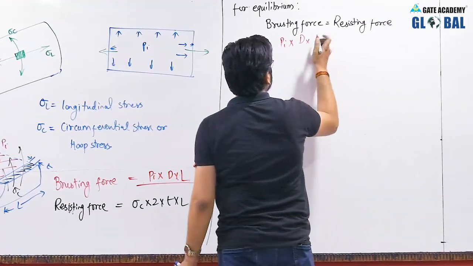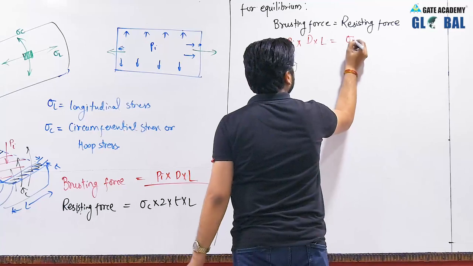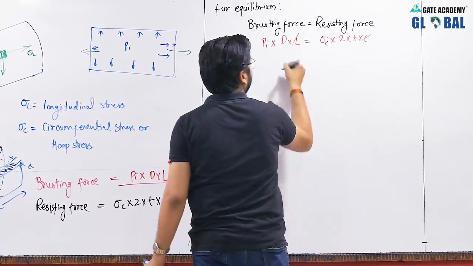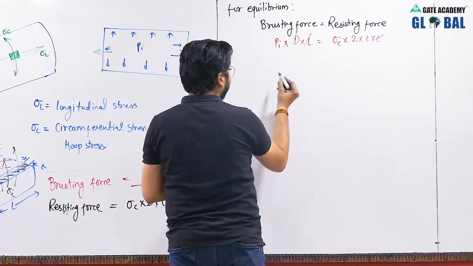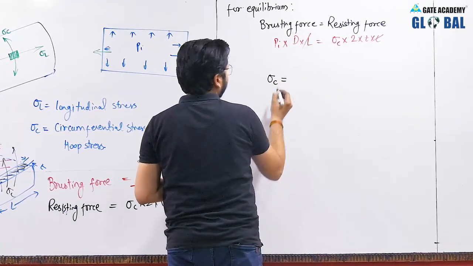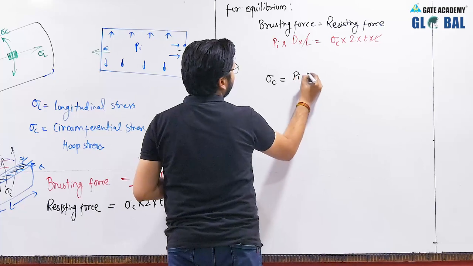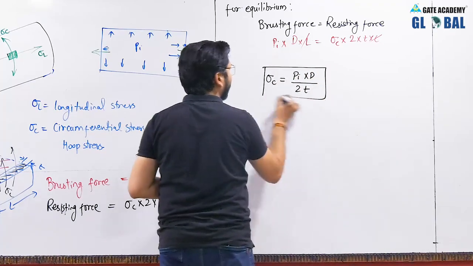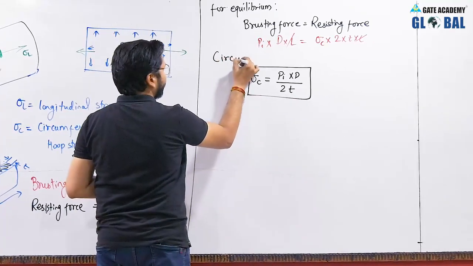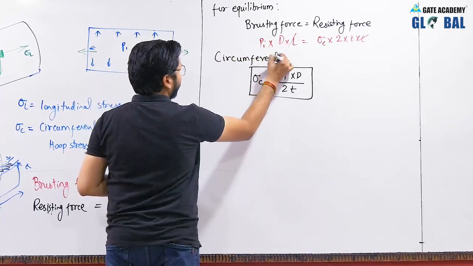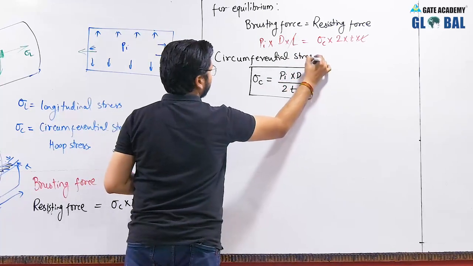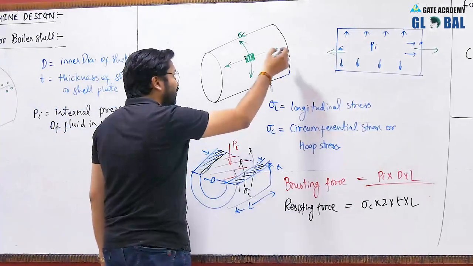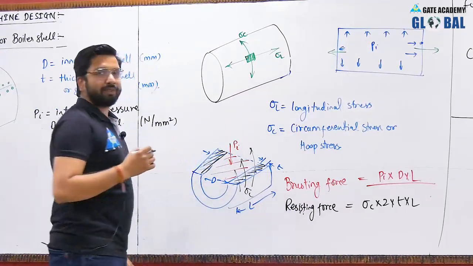So Pi into d into l is equal to sigma c into 2 into t into l. This will get cancelled, so the circumferential stress can be written as Pi into d divided by 2t. This is the value of circumferential stress.